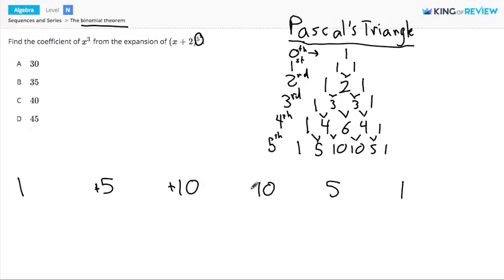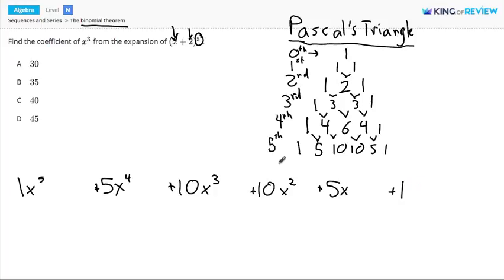So, now that we have the coefficients, we need the rest of these terms. And those come from the two parts of our binomial itself, x + 2. We'll start with x since that comes first. The first term will have x to the 5th because we're raising this binomial to the 5th power. And then we'll go down by 1 each time. x to the 4th, x to the 3rd, x squared, x, and this would be x to the 0, but x to the 0 is just 1, so I'm going to leave out the x entirely.